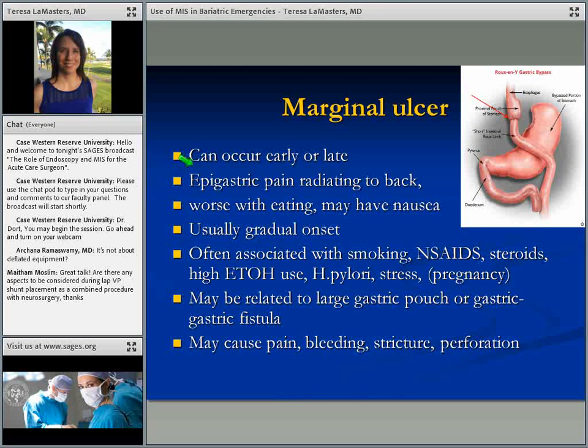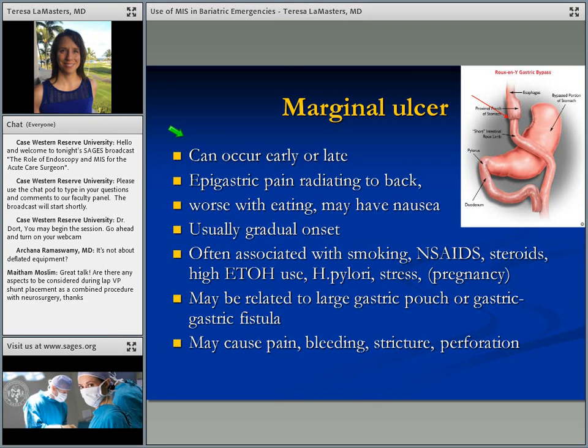Another cause frequently for epigastric abdominal pain is a marginal ulcer. It's called a marginal ulcer because it occurs at this margin of the gastric pouch and the jejunum. And it's usually on the jejunal aspect, also an important thing. So if you do an endoscopy and you don't look on that jejunal aspect, you can miss it. These can occur early or late.